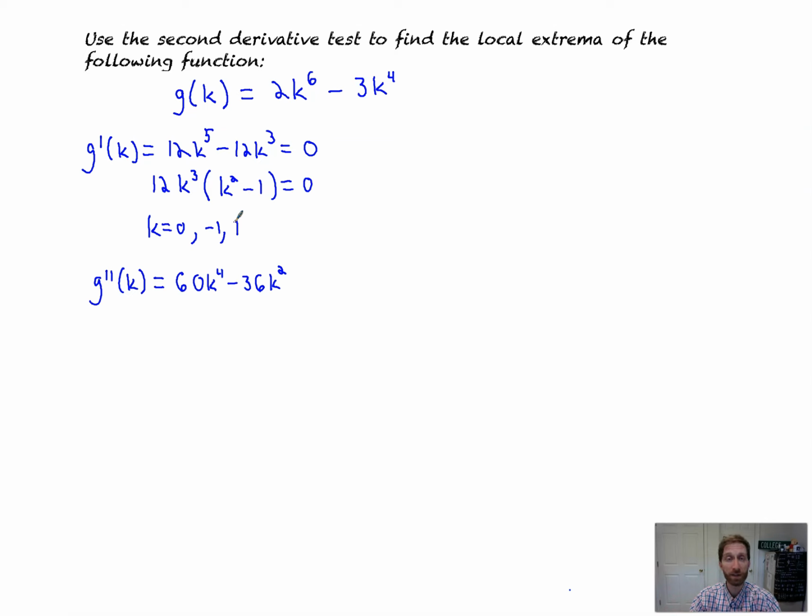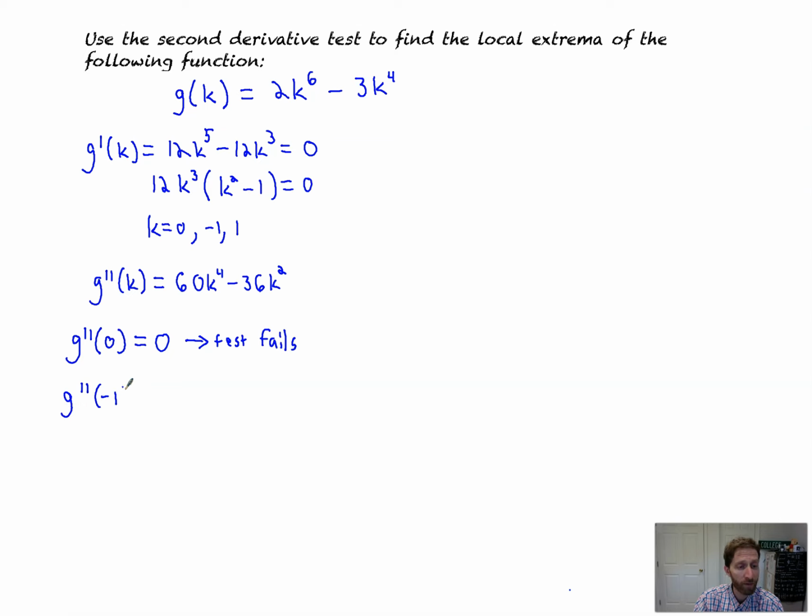Again, the test fails if the second derivative is 0. So I do g double prime at 0. Oh, the first one we plug in, that's equal to 0. So the test fails. So we're actually going to have to use the first derivative test anyway. This is why I think the second derivative test is so ridiculous. But it's still cool to understand it.